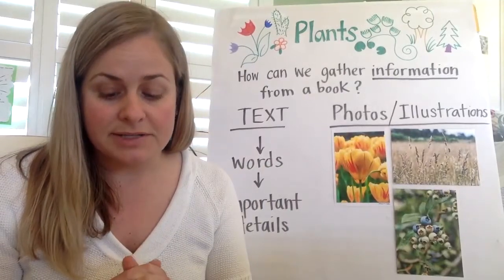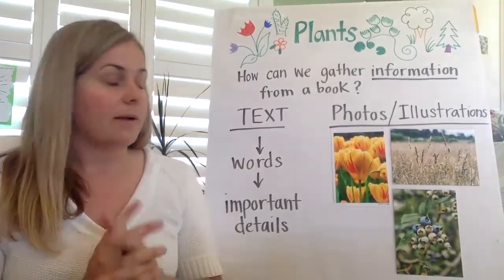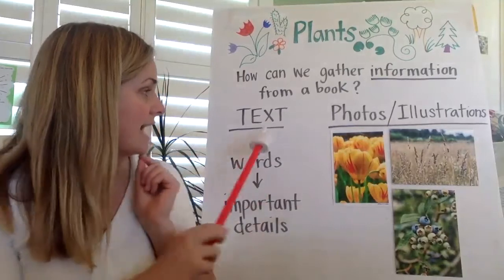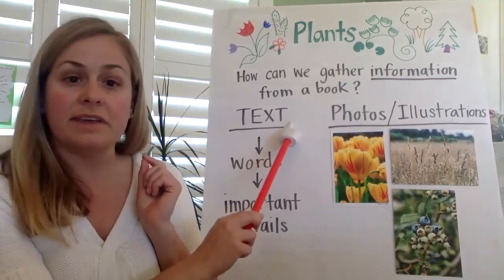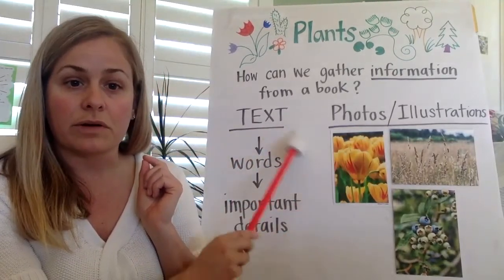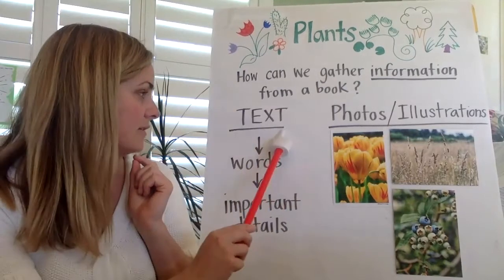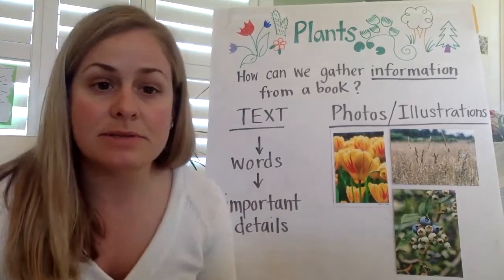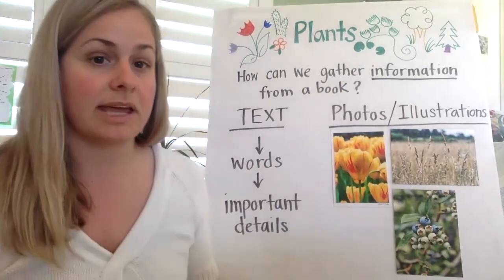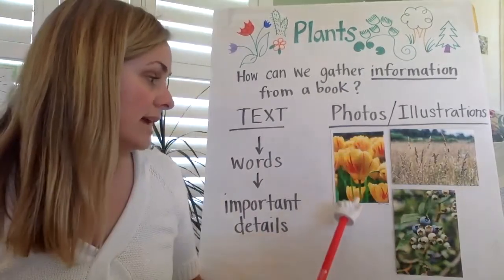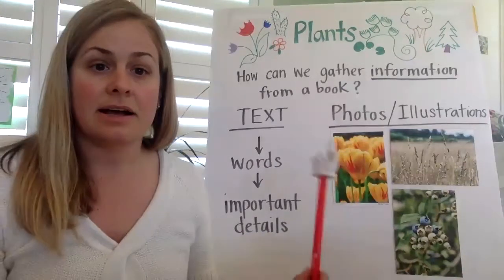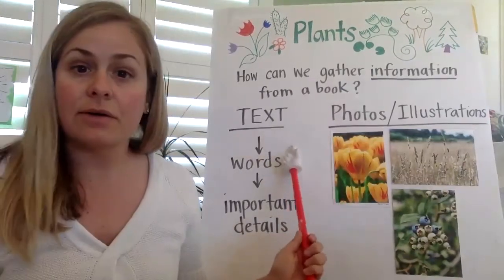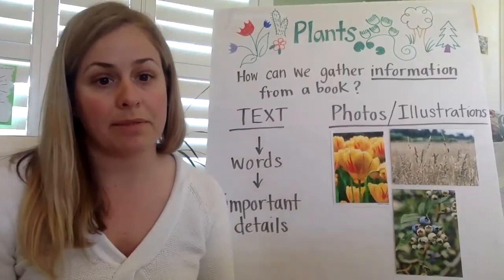Sometimes it's important to look for the important information in a text, because sometimes you won't see a picture of the word, but by reading the text you can find out more about plants and the important details. And sometimes you can gain information from simply looking at the illustration or the label on a picture. So both can be used together or separately to learn more about plants.